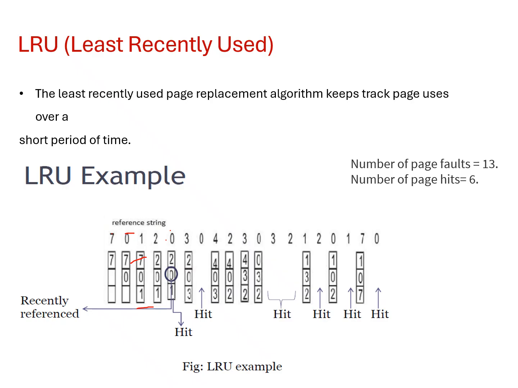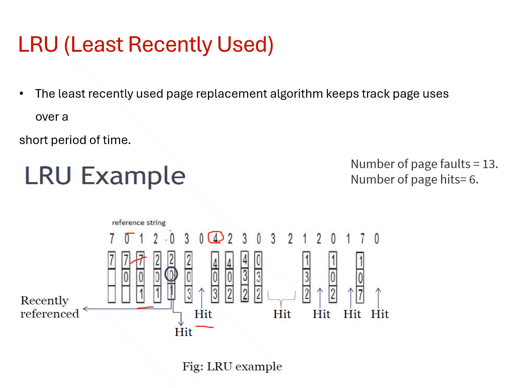Then you want to place 3, right? Which is not being used for the longest period, 1 or 2? Because 0 is recently referred, we cannot replace it. Consider 2 or 1, which came first? 1. So replace this 1. And 0 is already available, so a hit occurs. Now you want to place 4.